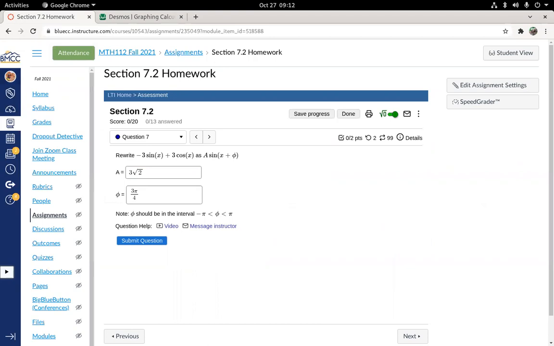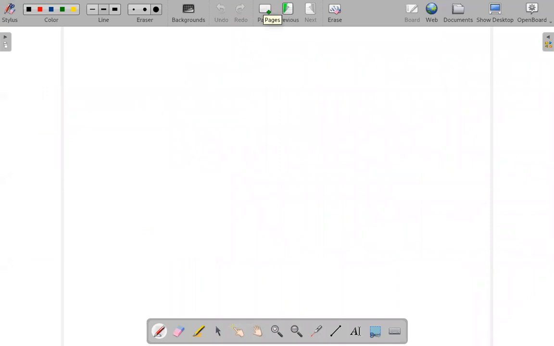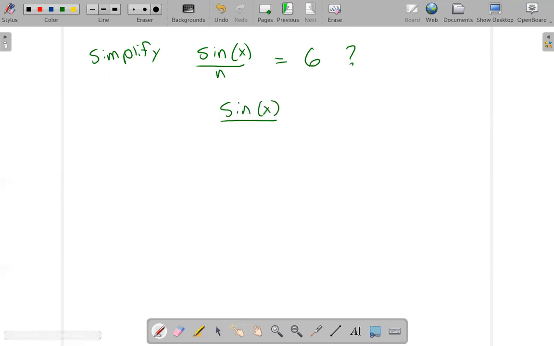Oh, my stupid trig joke. I've got to show you that quick. So this is a bad math joke, literally in two different ways. Simplify the sine of x over n. And my claim is that that is equal to 6. And if I cancel the n's, then I get 6. There's my bad math joke of the day. It's a bad joke, and that was bad math.